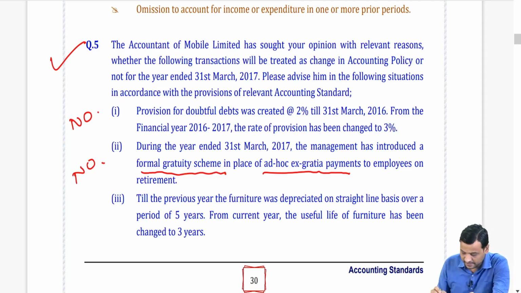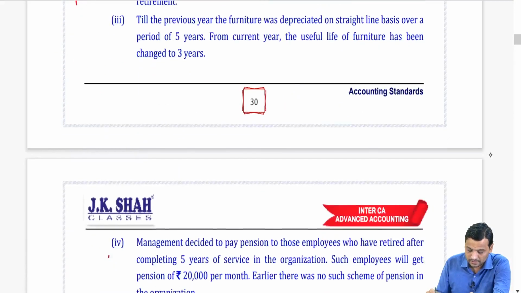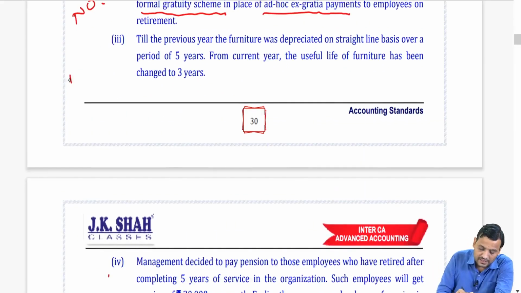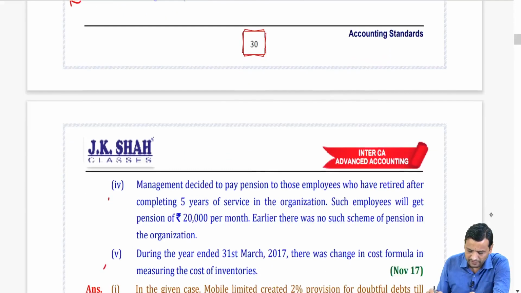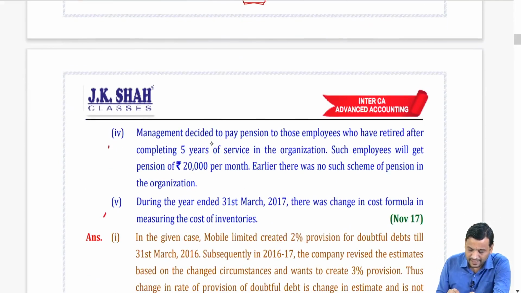Till the previous year, furniture was depreciated on straight line basis over a period of 5 years. From the current year, the useful life of furniture has been changed to 3 years. Obviously, this is nothing but change in estimates. Useful life is changing.